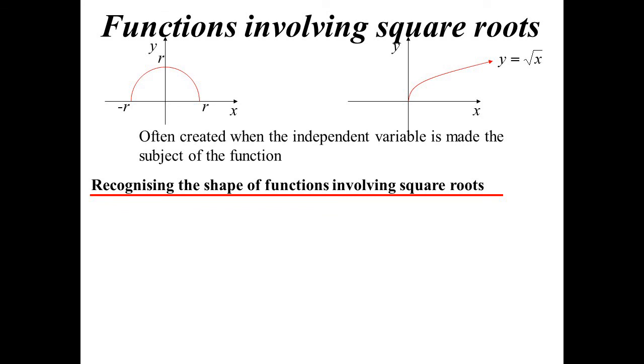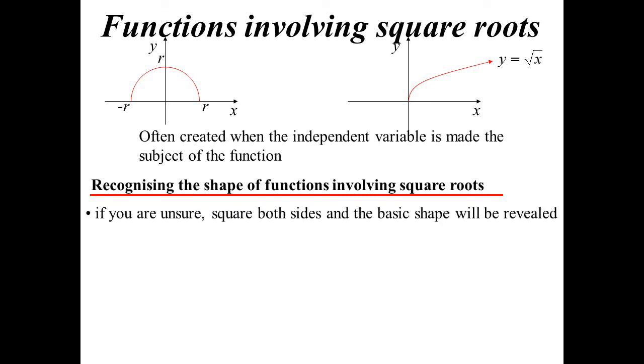How do you recognise it? Well, you see a square root sign's a bit of a giveaway. All right. So if you're unsure what the shape's going to look like though, so say you get given y equals the square root of x, or y equals the square root of r squared minus x squared, and you're unsure, square it and let's see what happens. So there it is, the semicircle, square root of r squared minus x squared. I'm not sure, so I'm going to square it. If I square it and rearrange it, it's my circle. But because I'm talking about the square root, I've only got half the circle. And positive would be the top half, negative the bottom half.